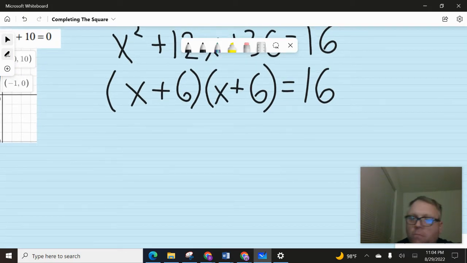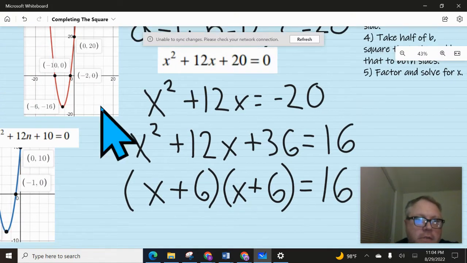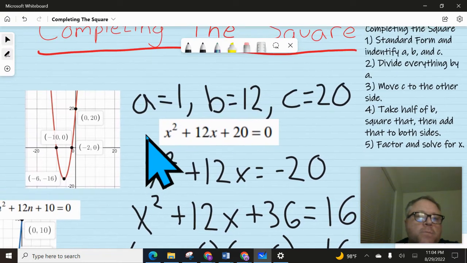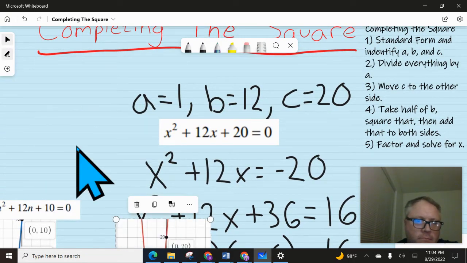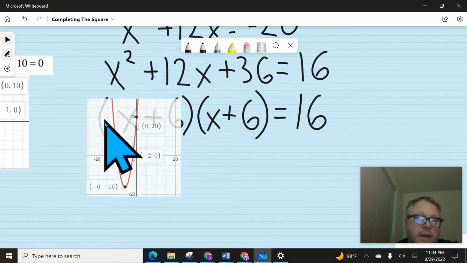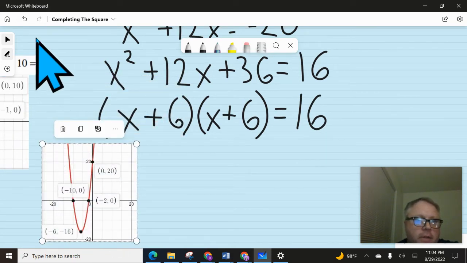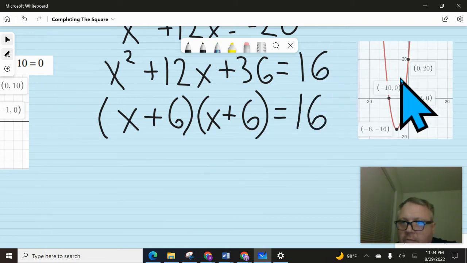All right, let's bring our graph with us. I want to show you that the solutions are already here. You can see on the graph what the values of x are going to be, negative 10 and 2, but I think the illustration helps a lot. So let's put this over here.